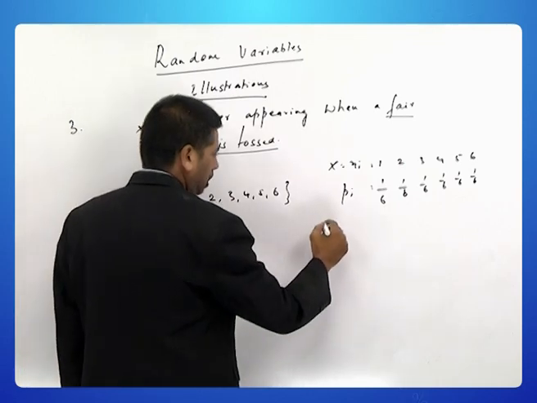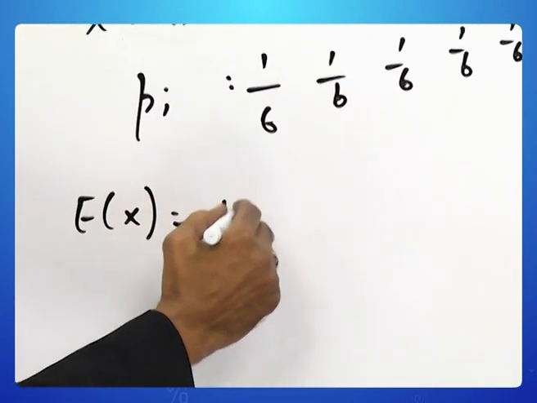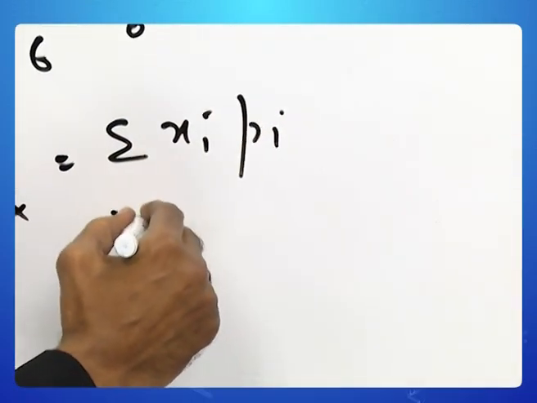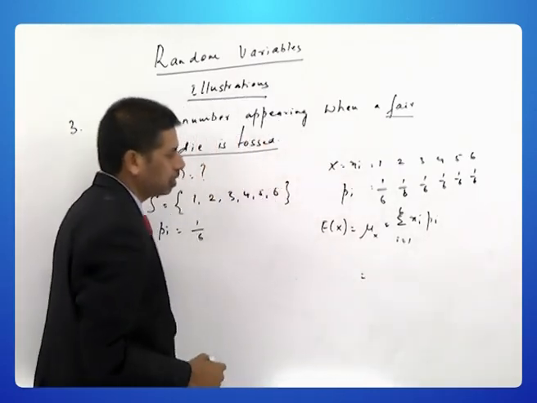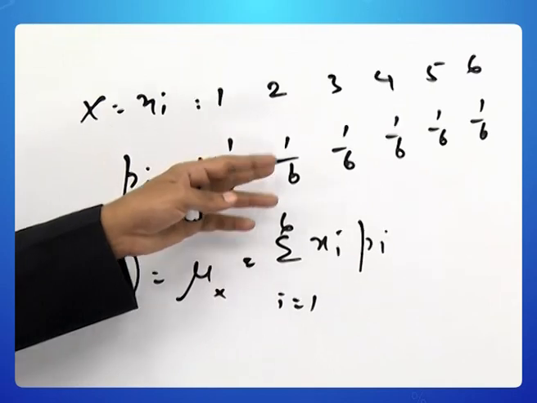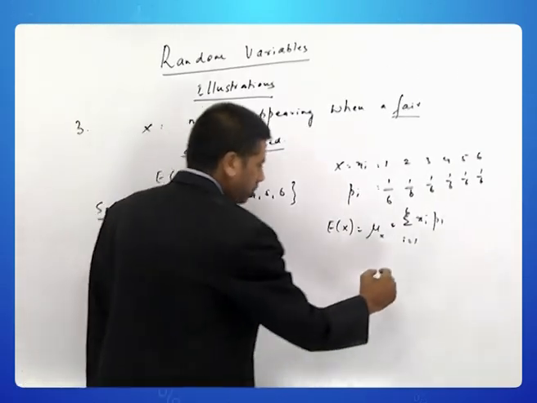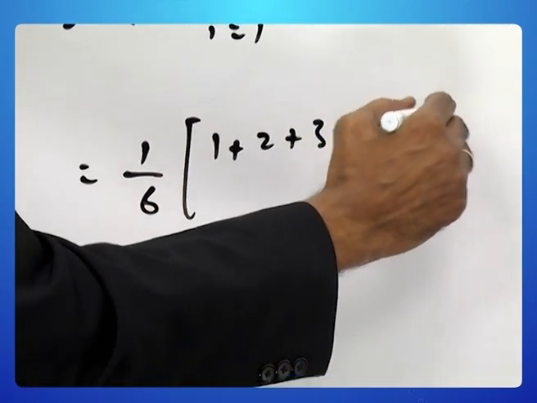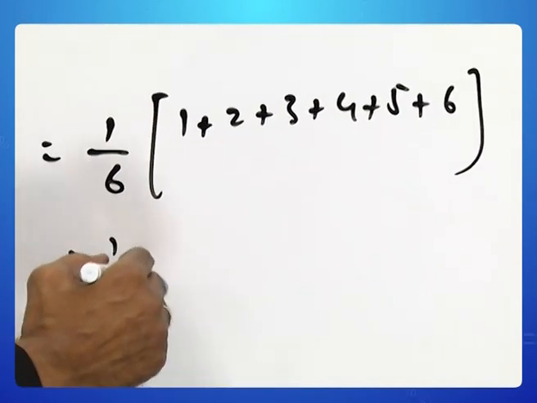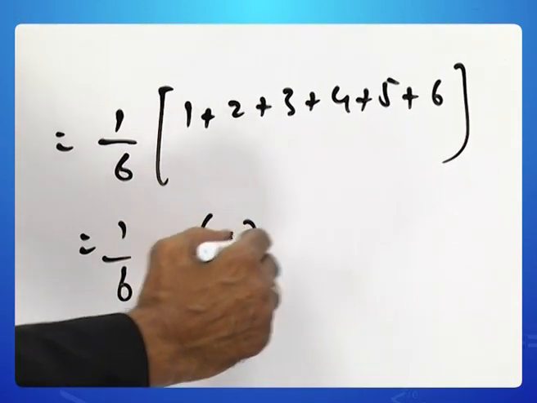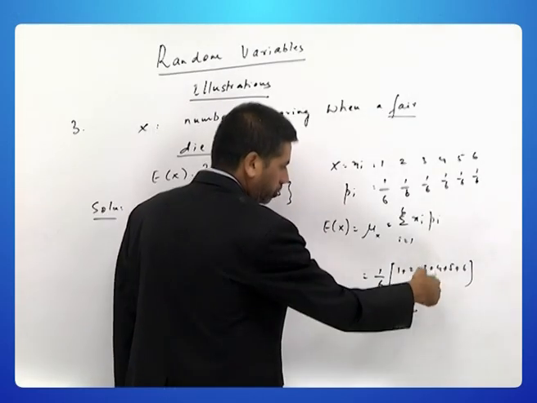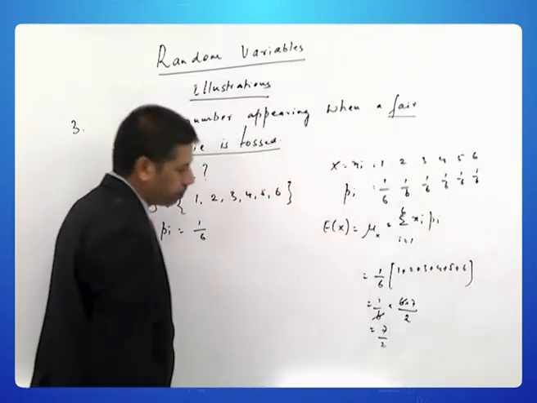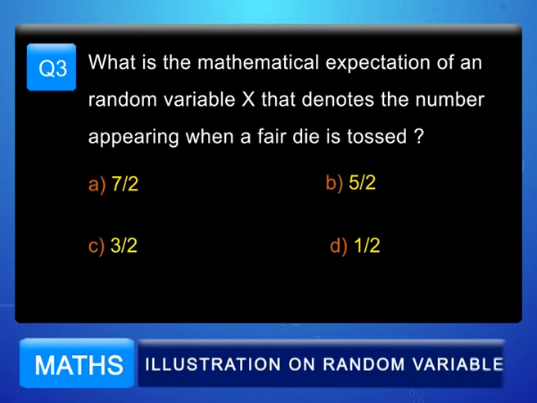What we want is the expectation of x. We know this stands for the mean. So this is summation xi pi, i equal to 1 to 6. So it is 1 into 1 by 6 plus 2 into 1 by 6 and so on, 6 into 1 by 6. So it is 1 by 6 into (1 plus 2 plus 3 plus 4 plus 5 plus 6). So this is 1 by 6 into 6 into 7 divided by 2, using the n into n plus 1 by 2 rule. So 7 by 2 is the mean or the expectation. So the correct option is A.